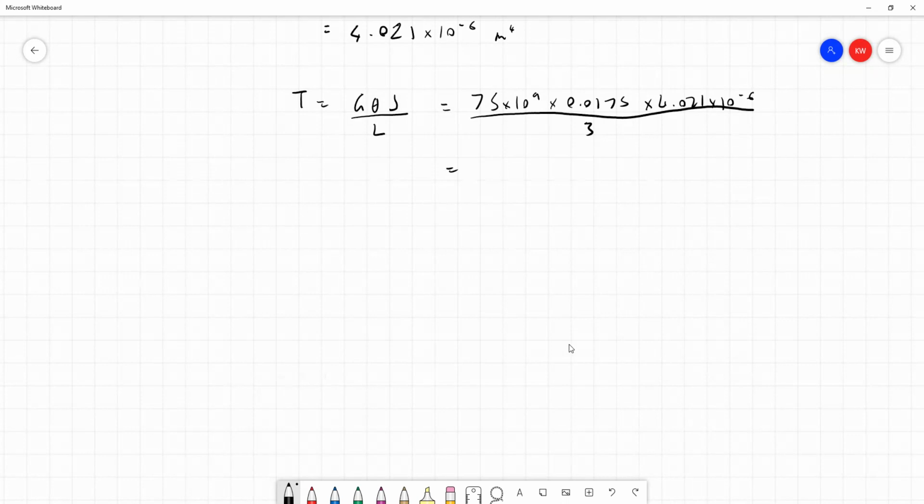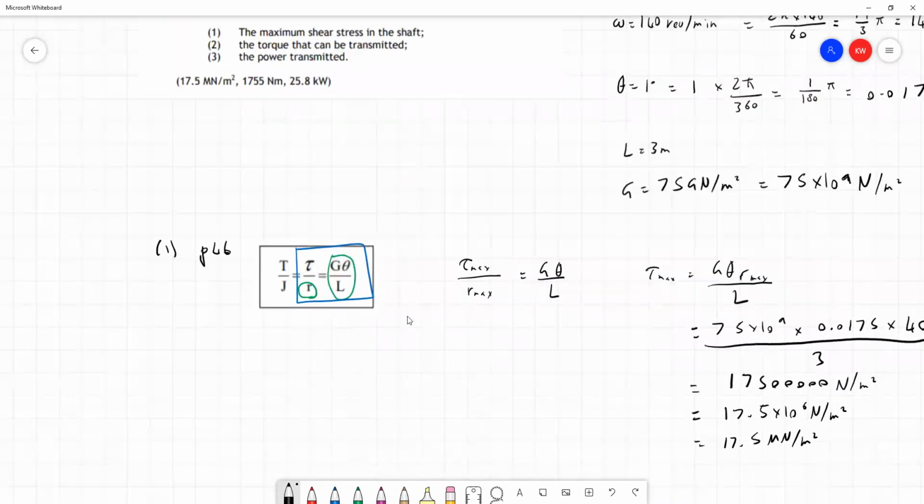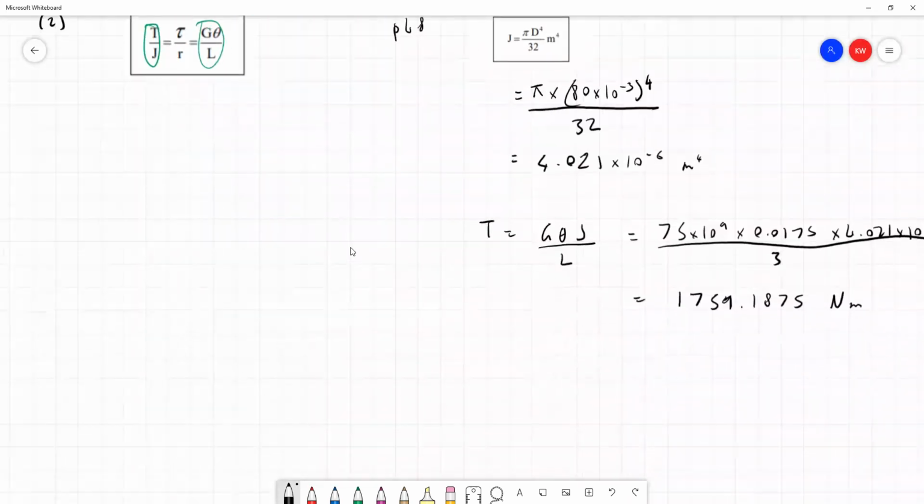And the value we get out here, on the calculator, is 1759.1875 based on my numbers. And of course, units for torque are Newton meters because it's force acting at a distance. We'll compare that to the answer here. The course notes came out at 1755, we've got 1759.